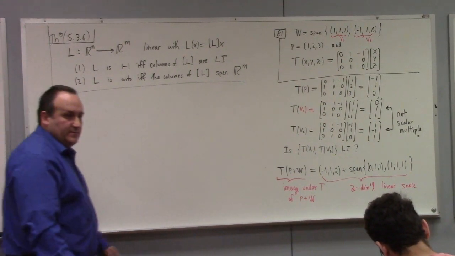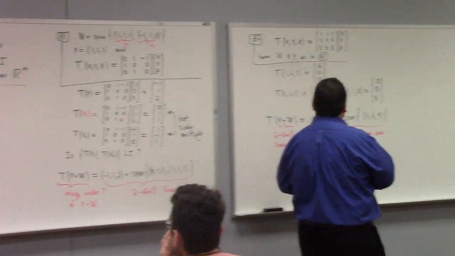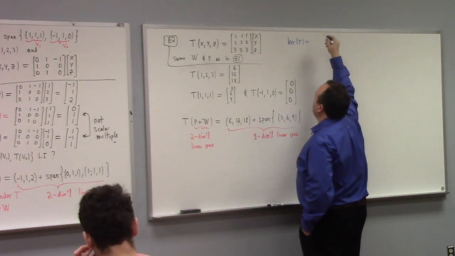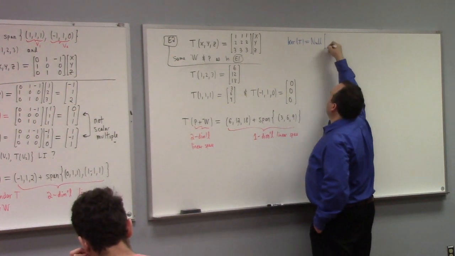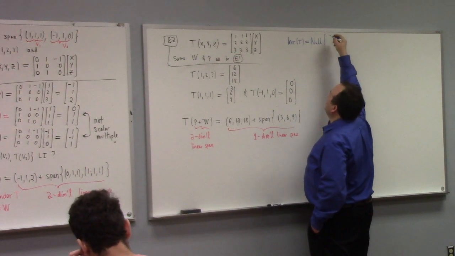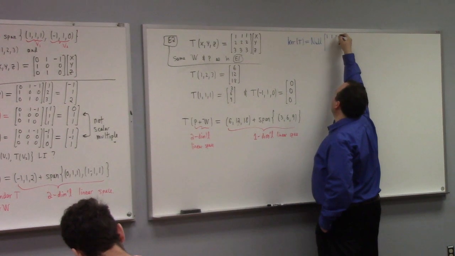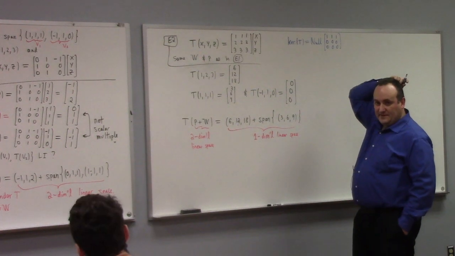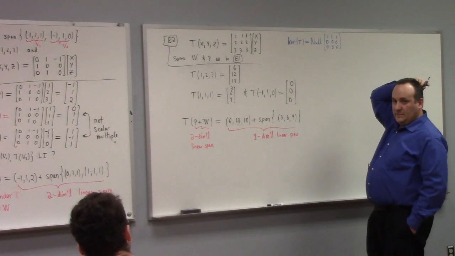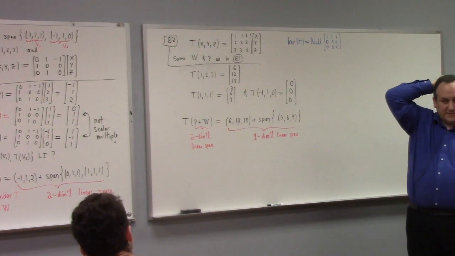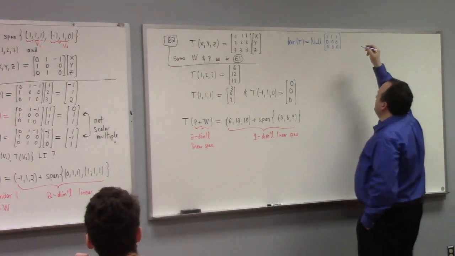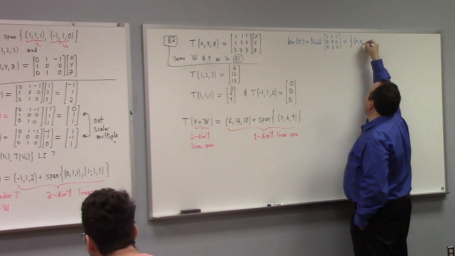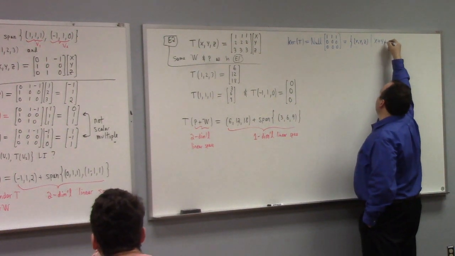Can you tell me what the kernel is? What's the null space for T? So check this out. The kernel for T is the null space of, and you can reduce this down to 1, 1, 1. It's one and the same, because that's a row equivalent matrix, and a row equivalent matrix has the same null space. So that's literally x, y, z such that x plus y plus z equals 0, right?